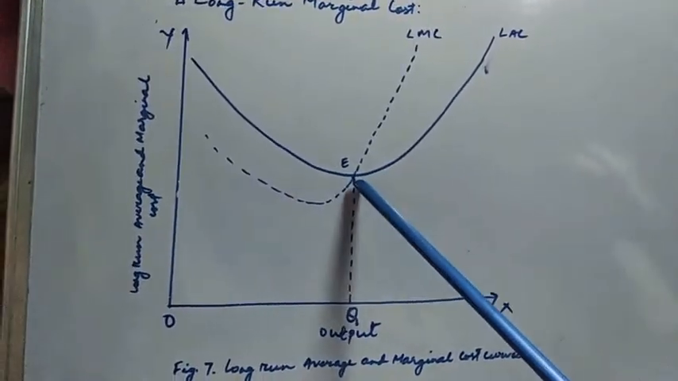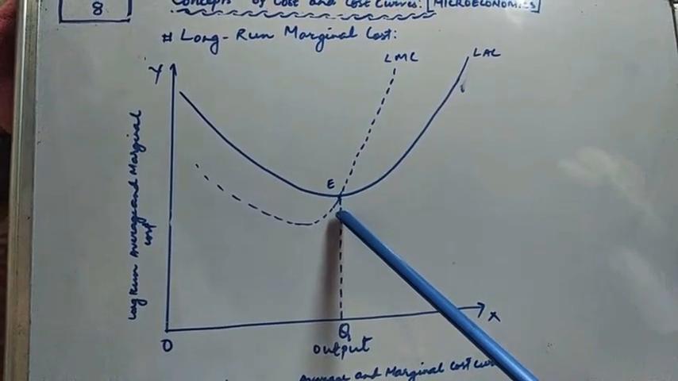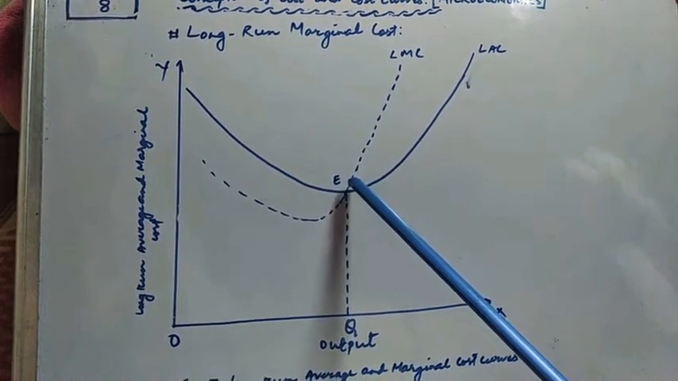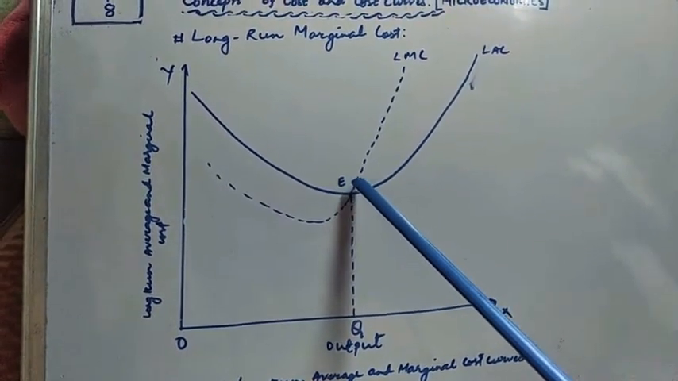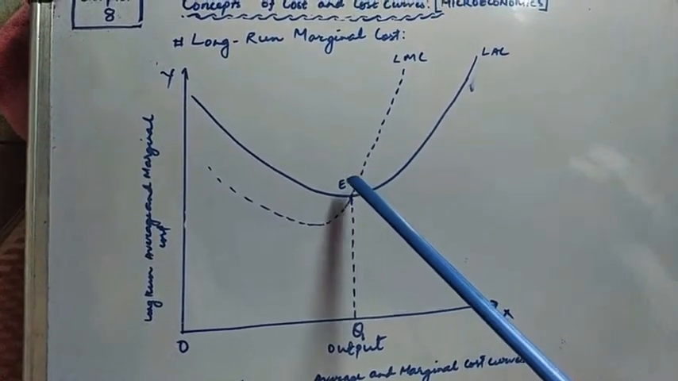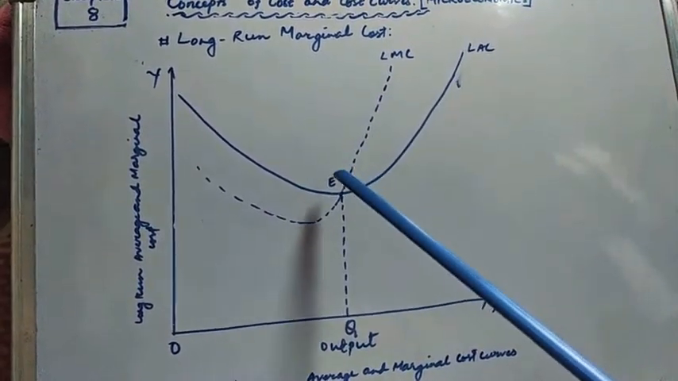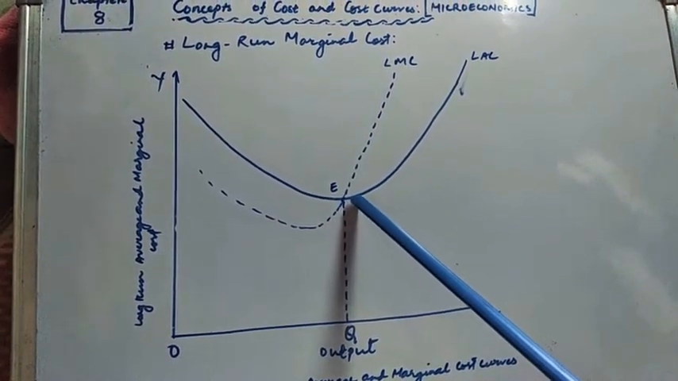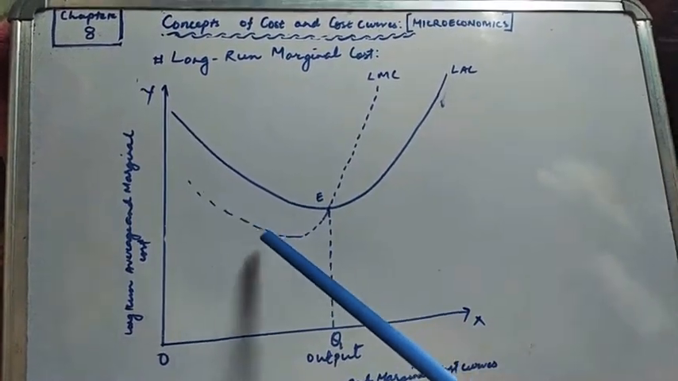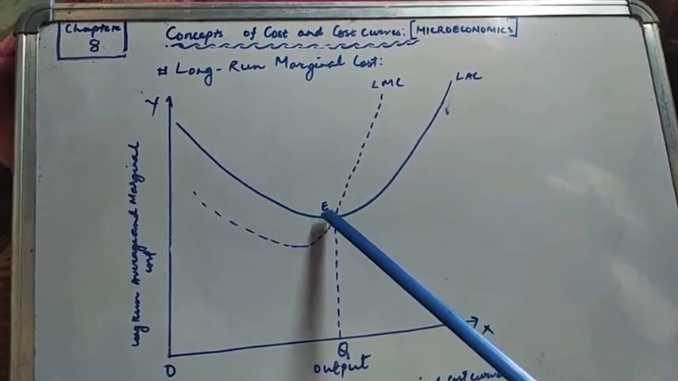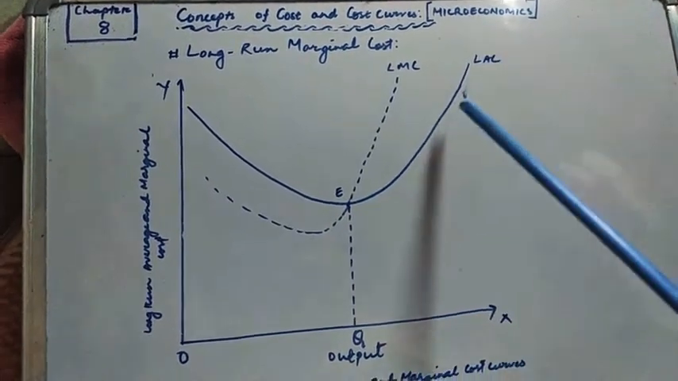And likewise, at point E, LAC and LMC intersect. So E is the point of intersection where LMC equals LAC. And as you can see from here, LMC cuts the long run average cost curve at the minimum point of LAC. When LAC is falling, LMC is below LAC. And when LMC is above LAC, then LAC begins to rise.